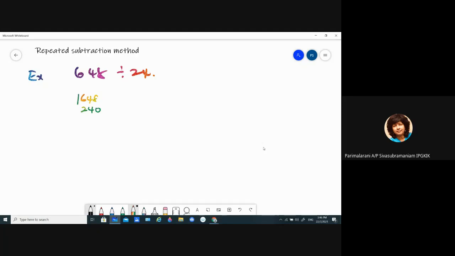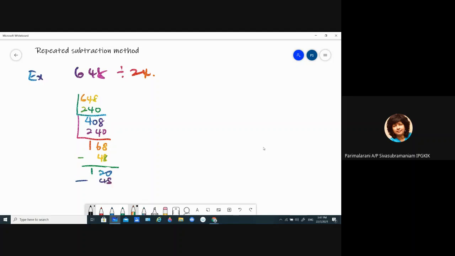Okay, so 648 minus 240 is 408. So we minus again another 10 of 24, that is another 240. Okay, so we get a balance of 168. Now we cannot minus 10, and we don't want to minus 3 or 4 times because the multiplication is difficult, but doubles is quite easily done. 24 times 2, we know straight away that it is 48. So we minus 48. So we know this is 120.